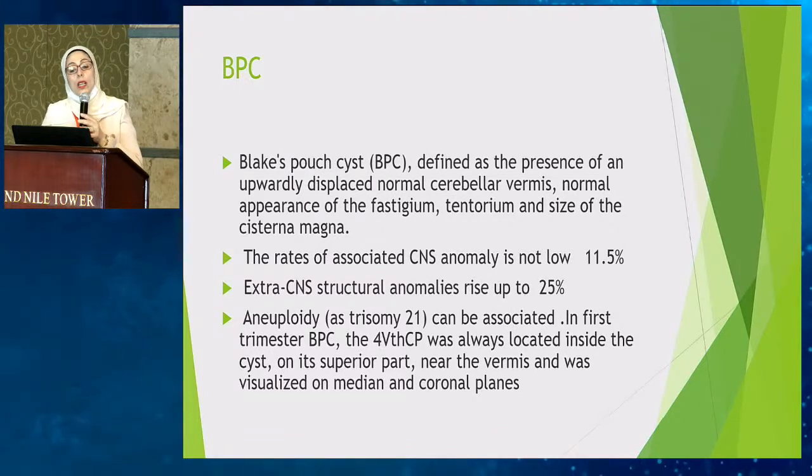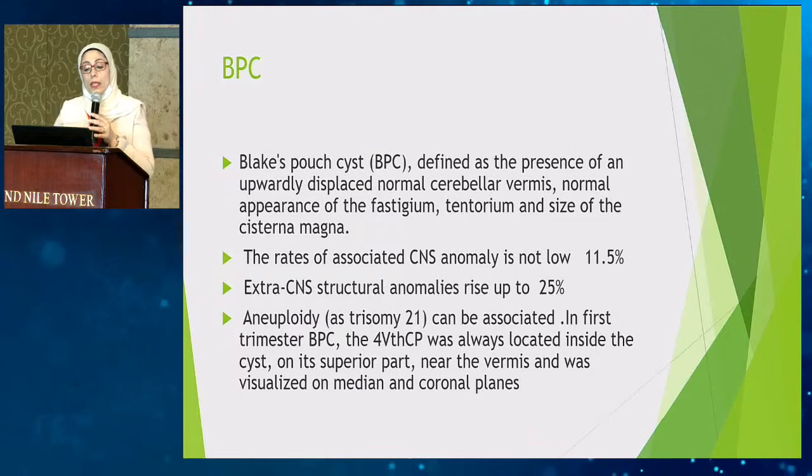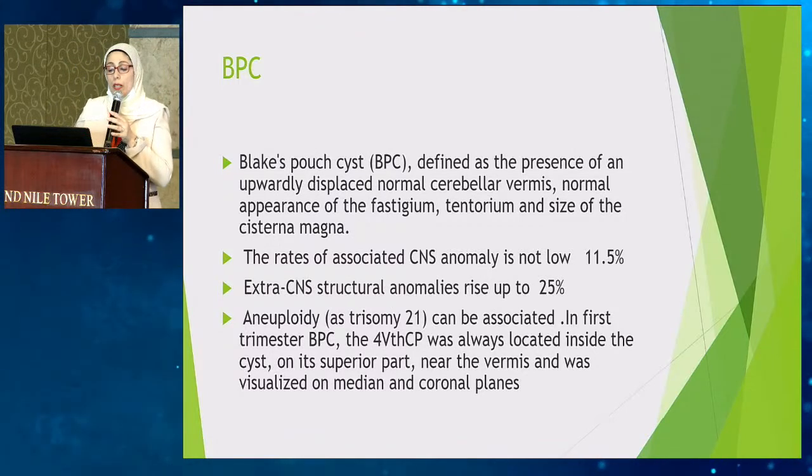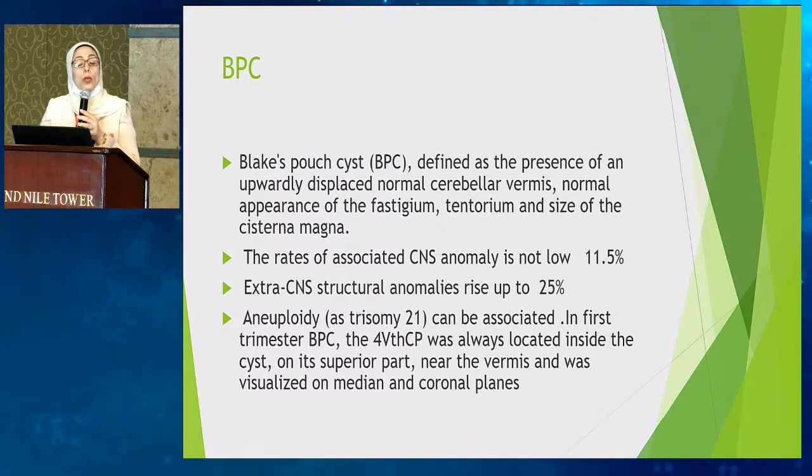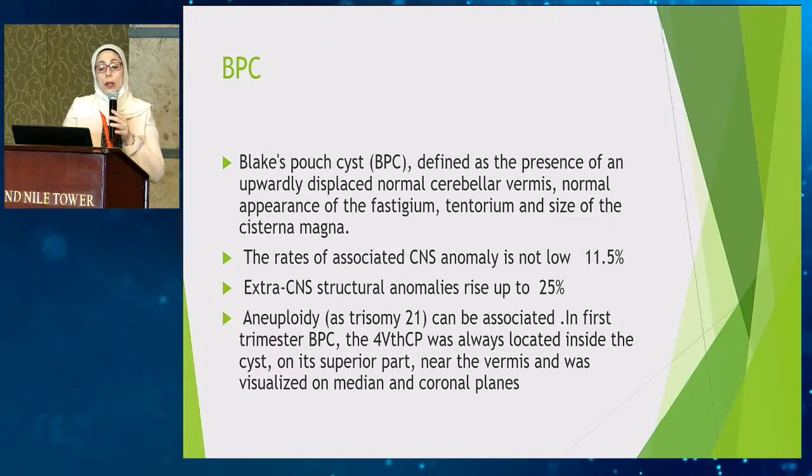The rate of CNS anomalies associated مع Blake's pouch cyst يعني هو مش قليل، يعني هو حوالي 11% في الميتا اناليسيس اللي اتعمل سنه 2019، والاكسترا CNS anomalies برضه arising up to 25%. اذا فهي كلو مهم زي ما قلنا للاذر malformations. من ضمن الكروموزومال abnormalities اللي بتبقى associated مع البليكس باوتش سيست هو الانوبلويدي، وعلى راسهم الترايزوميت 21.